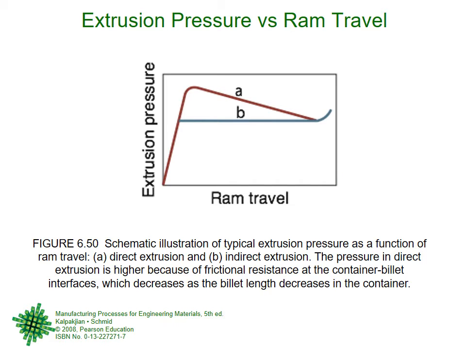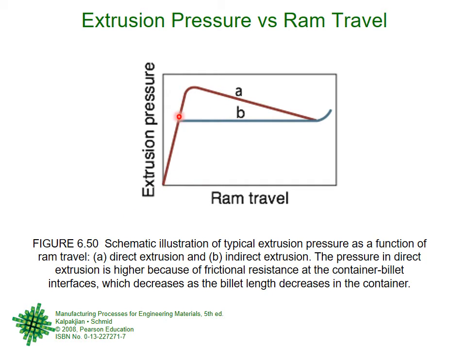So if you go back to the equation, that length of contact is in the numerator. So as the length decreases, the pressure required decreases, because in the beginning, the whole length of the billet is in contact with the container. So there is friction along the whole length. After 50%, friction is only with 50% remaining length, right? So the pressure initially increases. It reaches a maximum value and then it starts to decrease.